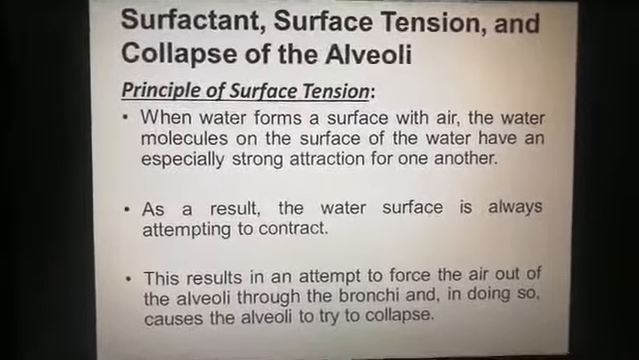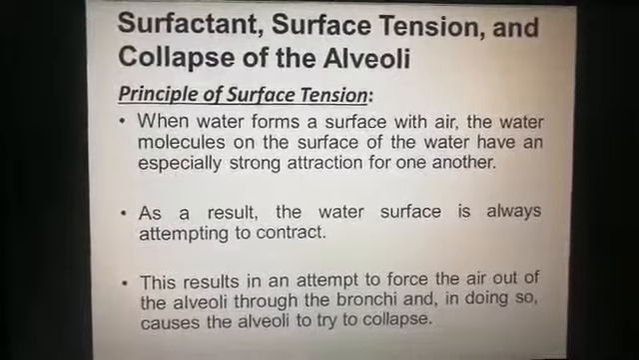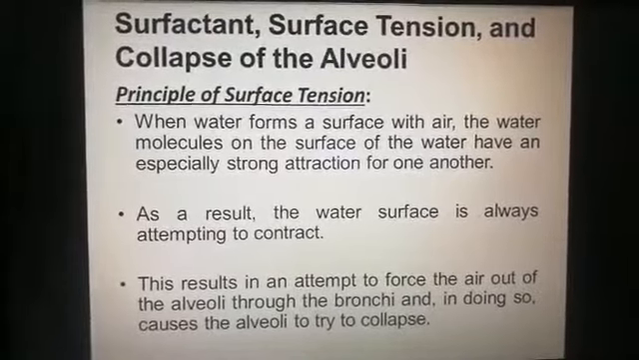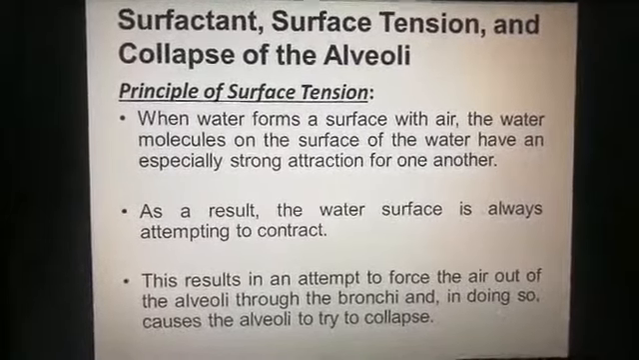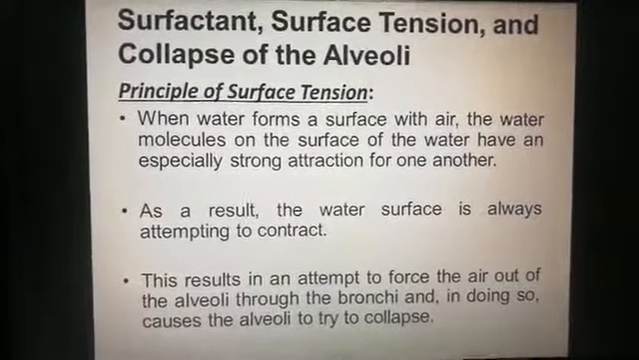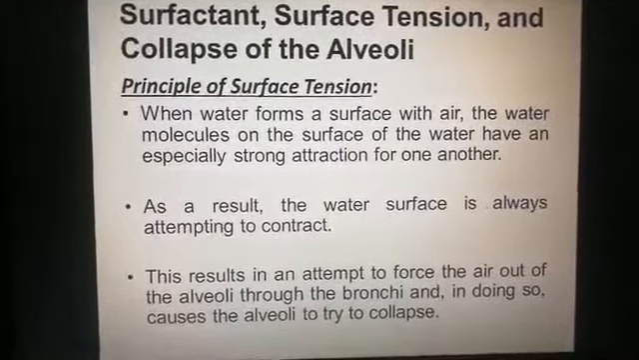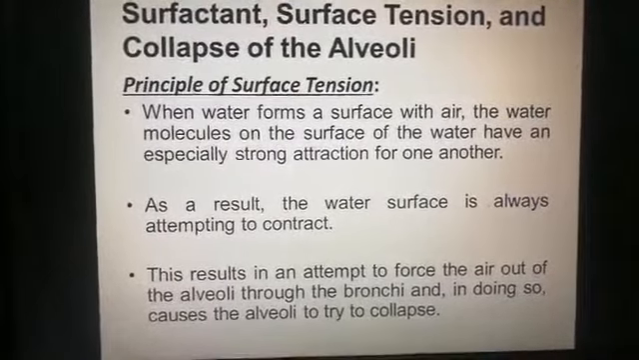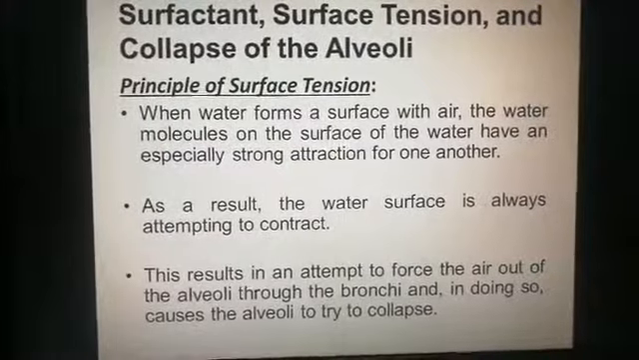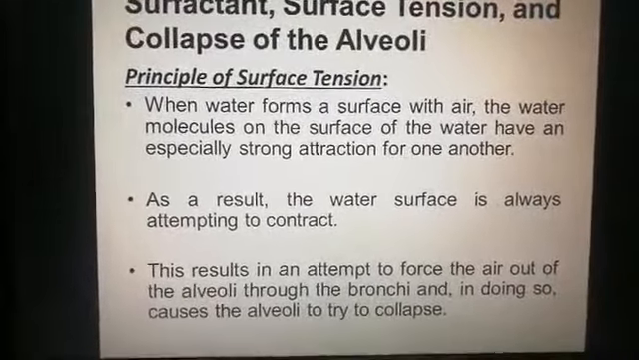So surfactant, surface tension, and collapse of the alveoli. Principle of surface tension: when water forms a surface with air, the water molecules on the surface of water have an especially strong attraction for one another. So as you know, there is fluid and air, alveolar fluid and air. So the molecules of alveolar fluid have a stronger attraction for one another.